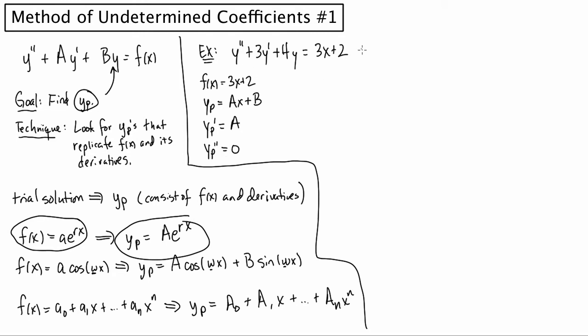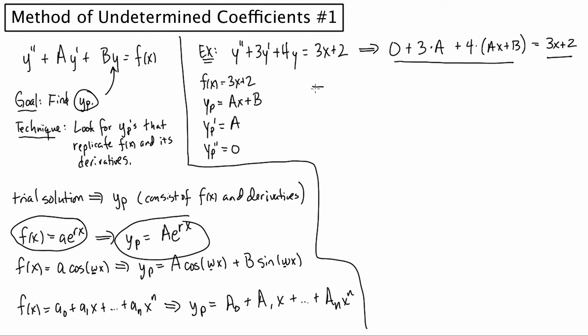All right, once I make my substitution into the equation, y double prime is 0, plus 3 times yp prime, which is a, plus 4 times yp, which is ax plus b. And all of that should equal 3x plus 2. So the idea here is I have a linear equation on the right side. I have a linear equation on the left side. Both of these together should be equal. So I need to equate coefficients.